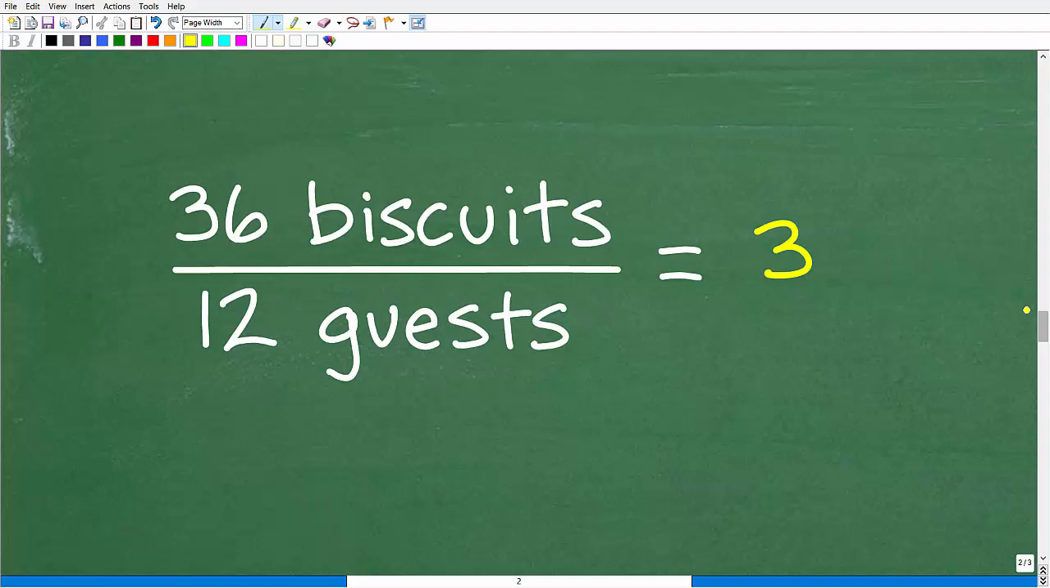Okay, so this is pretty straightforward, right? So if we had 36 biscuits, right? Well, actually it was 42, but these 12 guests ate 36 biscuits. On average, how many biscuits did each guest eat? Well, it's going to be 36 divided by 12, which of course is 3.